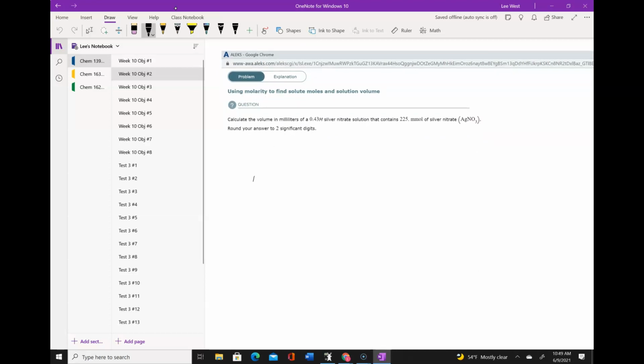Something to be aware of is that the symbol uppercase M is often used as an abbreviation for the unit label mole per liter, and this is happening here. So uppercase M indicates molarity, which is moles per liter. So in this case, we're going to use molarity to find solute moles and solution volume. So molarity is equal to moles on volume, right?